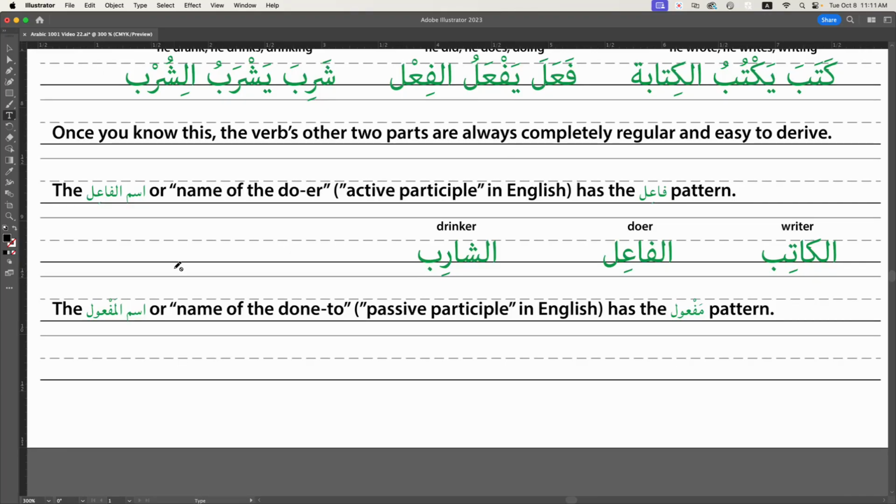The last one is called the ism al-maf'ul, the name of the done to, or the passive participle in English. And it has the maf'ul pattern, one of the common patterns. And this means something that has had the action of the verb done to it. So maktub is written, as in these words have been written on the screen, though in fact they were typed. Maf'ul is done, as in something that has been done. Mashrub is drunk, not in the sense of someone who has an alcohol problem or is under the influence, but rather something that has been drunk.